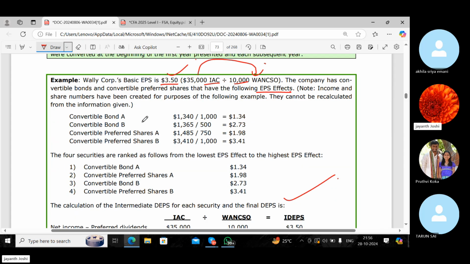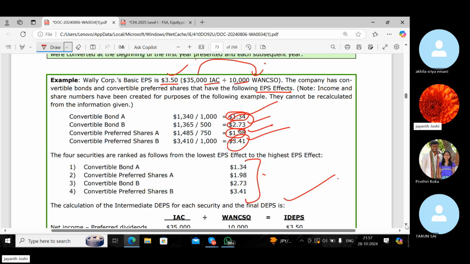Now, convertible bond, this is the EPS effect given for convertible bond A, for bond B, for convertible preference share A, and for share B. The four securities you can rank. See, the most dilutive one is 1.34. Second most dilutive one is this. Third is this. Fourth is this. I've taken all of them in ranking order.